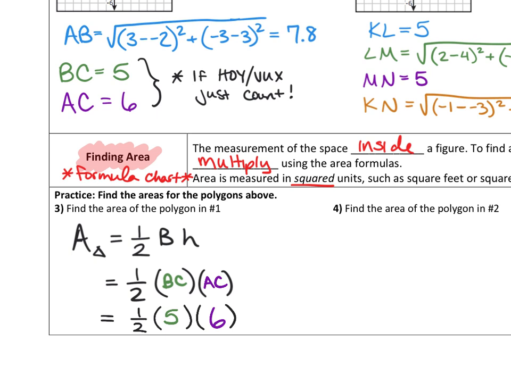Calculator time. What is 1/2 times 5 times 6? You can type 0.5 for 1/2, by the way. I like the fraction version, but I know you like decimals. One half times 5 times 6. 15. Now we're not just going to say 15 because this is area. We're going to say units squared. Do you see that I put the little square on top? If you just say units, technically you found a perimeter. Area is squared.